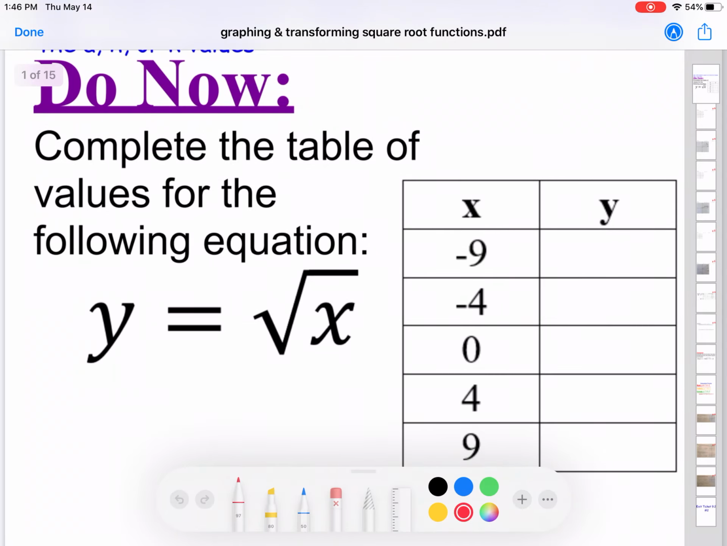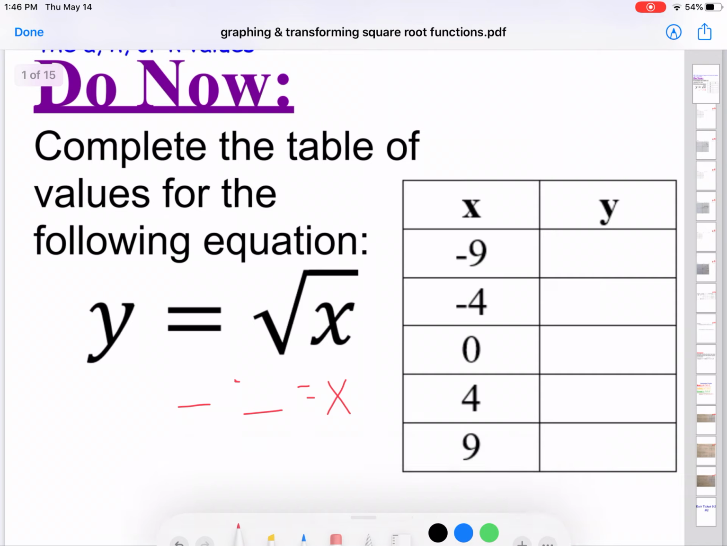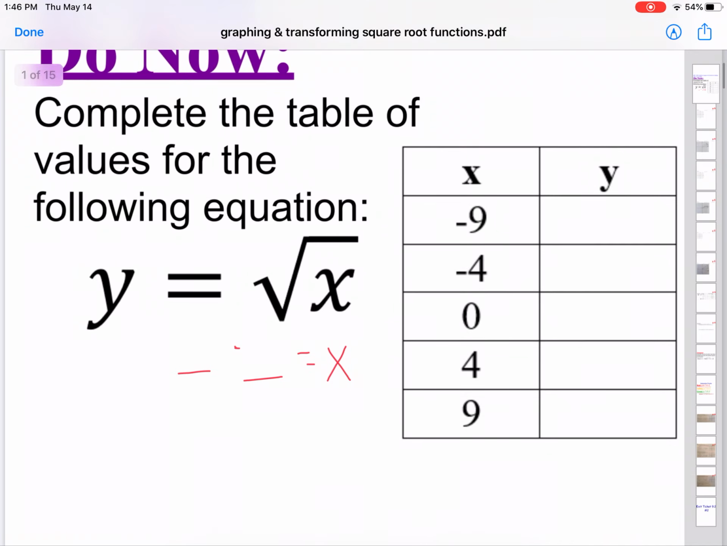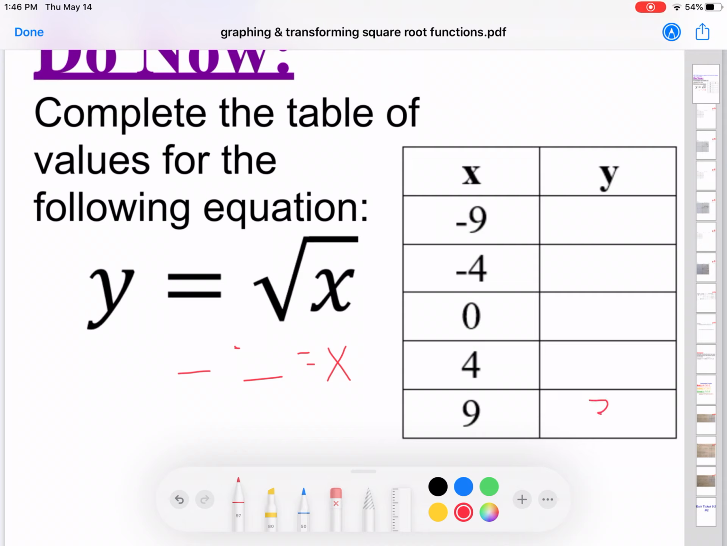Remember that for square roots, what you want to ask yourself is what number times itself gives me that number that goes here. So if we start first with the square root of 9, we know that the square root of 9 is 3, because 3 times 3 is 9. We know that the square root of 4 is 2, because 2 times 2 is 4. And we know that the square root of 0 is 0, because 0 times 0 is 0.